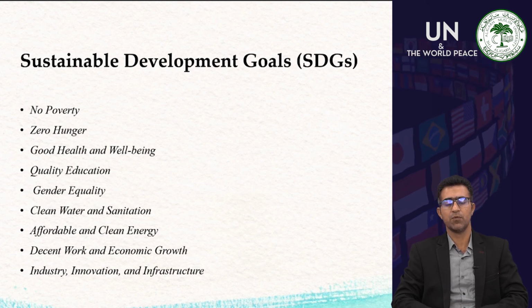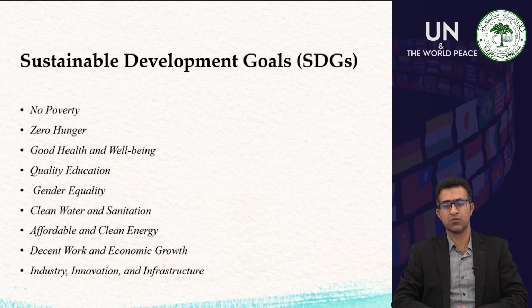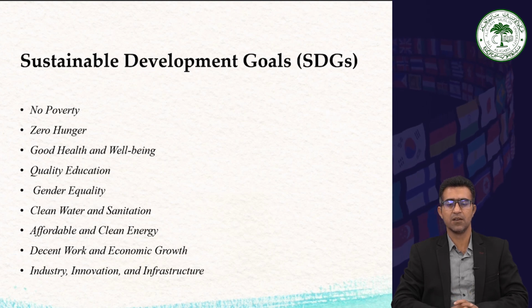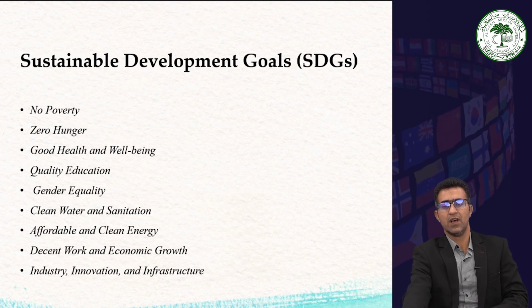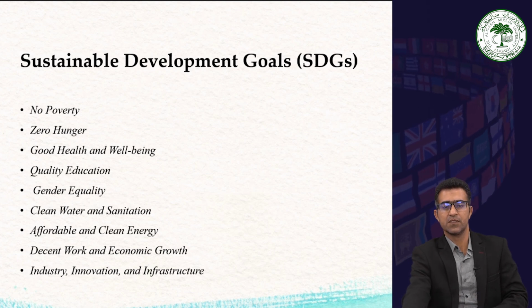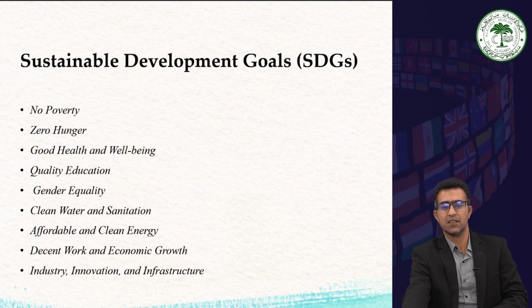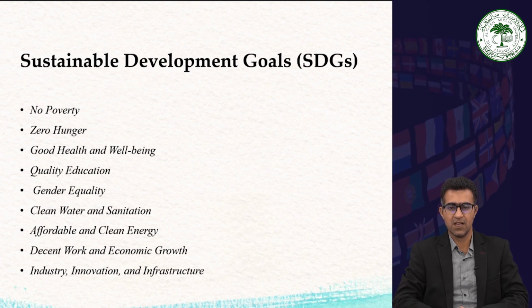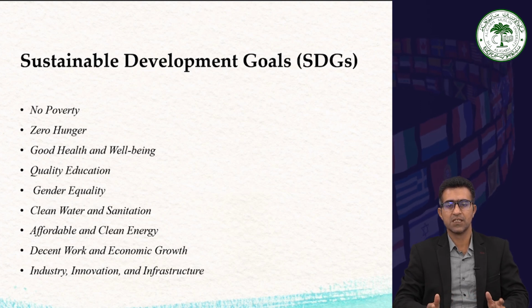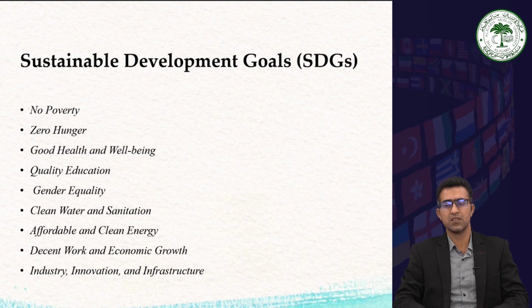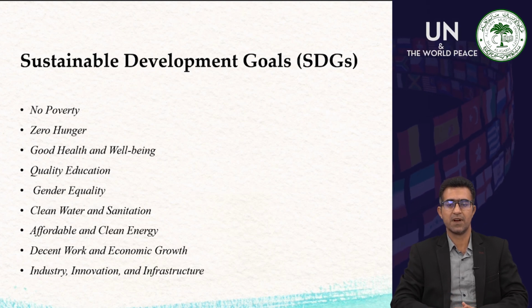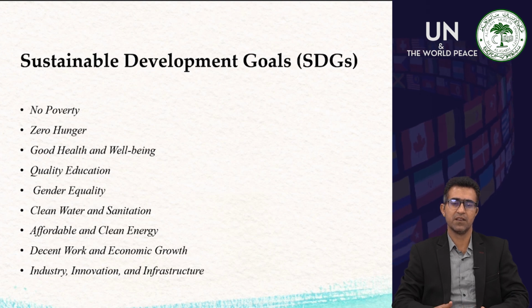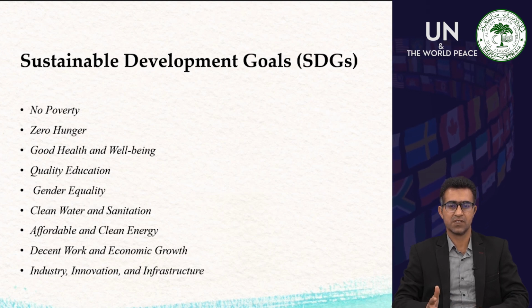The fifth objective is gender equality, which means to achieve gender equality and empower all women and girls. So, it aims at ending all forms of discrimination and violence against women and girls, ensuring equal participation and leadership opportunities in all spheres of life, and eliminating harmful practices such as child marriage and female feticide.